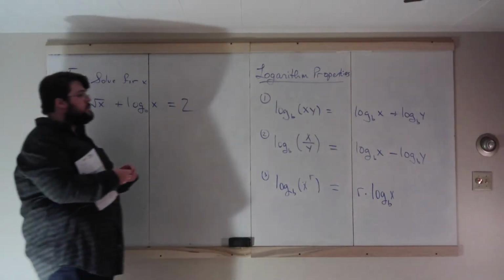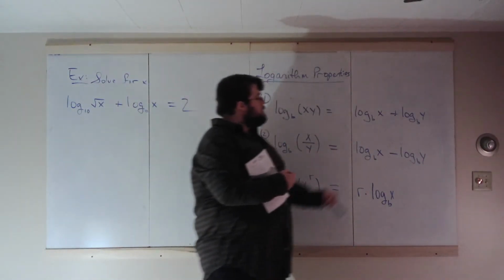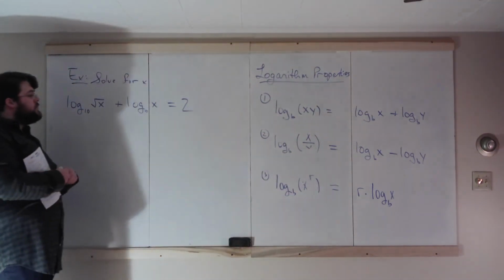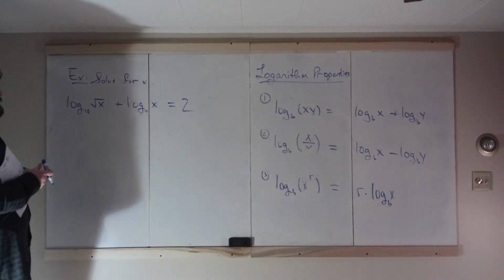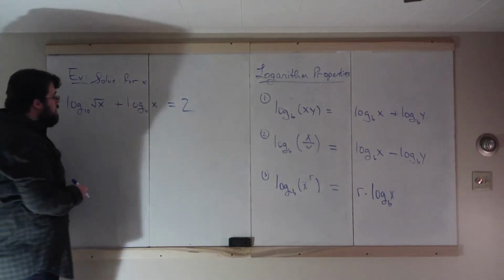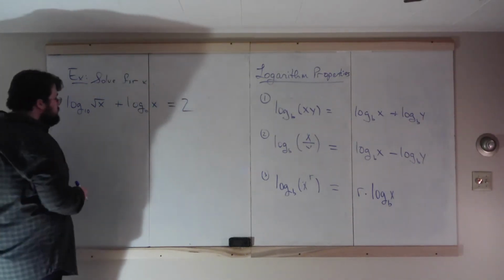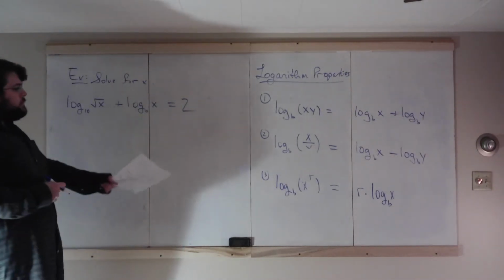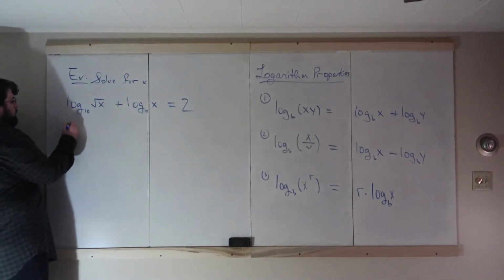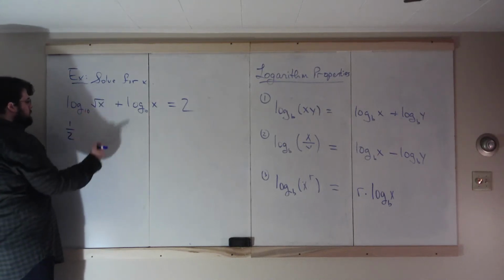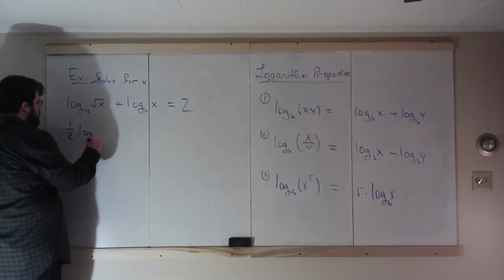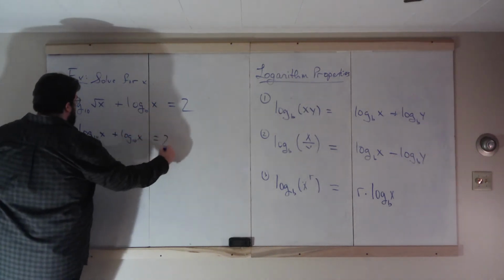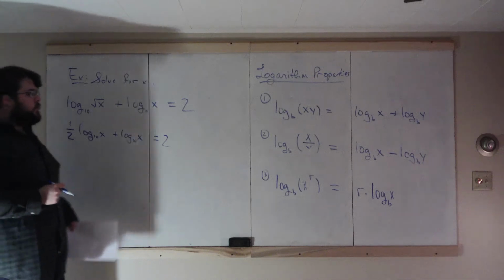You could use property 1 and combine those two things on the left and get log of x to the 3/2 with base 10. I won't do that, and then solve by taking 10 to both sides. I'm going to use property 3 first, because root x, remember, is just x to the half.